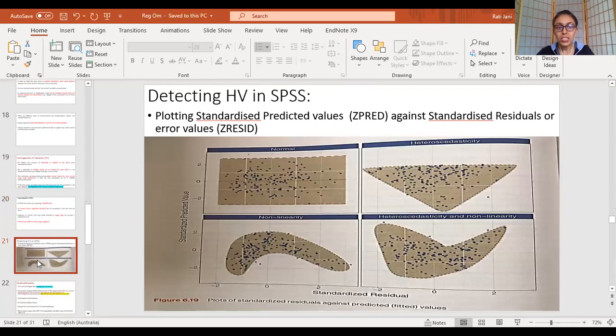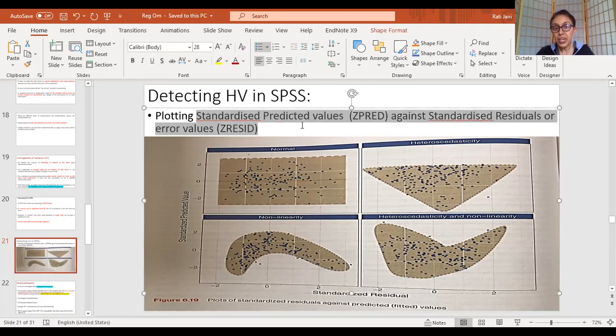So this is the other method of detecting homogeneity of variance in SPSS, the scatter plots I was telling you about. Basically this is how you do scatter plots. You plot standardized predicted values, which is called ZPRED, against standardized residuals or error values, which is called ZRESID.